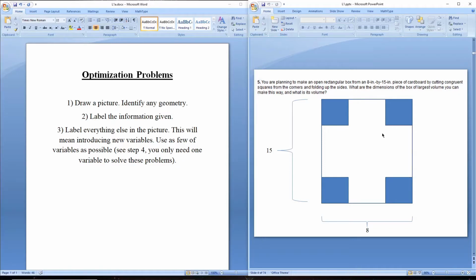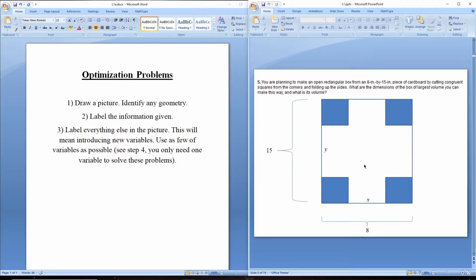So let's label our picture here, and let's do something common. Say this middle part here is x, the distance of this white part here, because the whole distance of everything is 8. And we'll say the distance of this part is y. And then that whole height is 15.